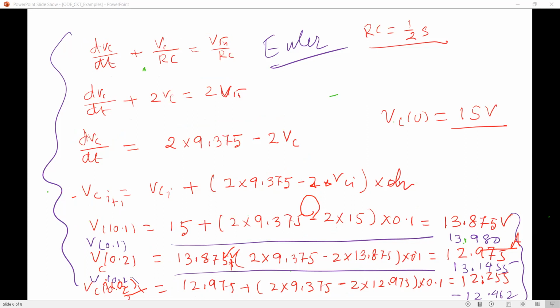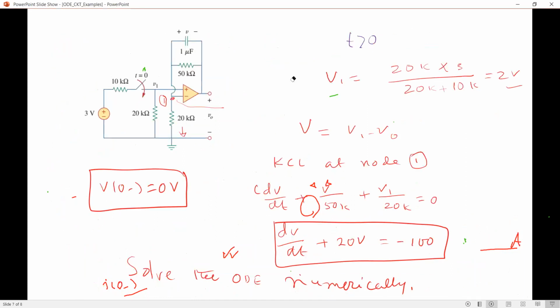This is an example of an operational amplifier from your book. Can you see this? Yes, sir.